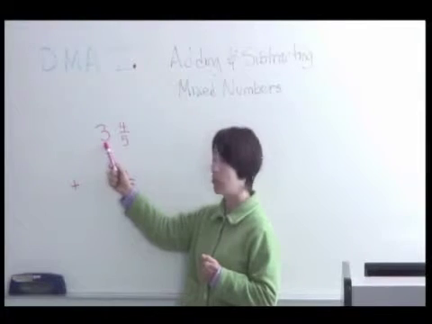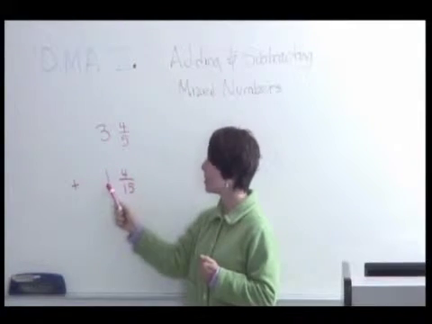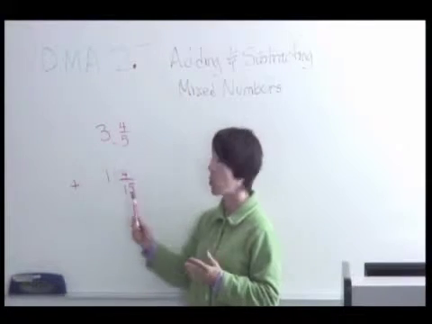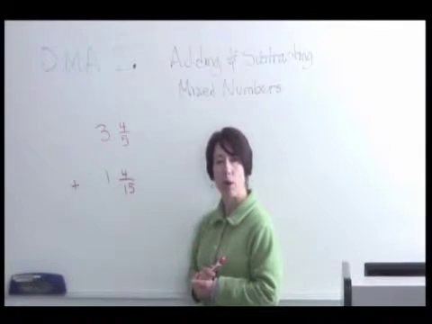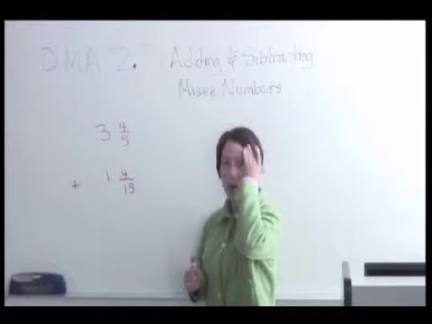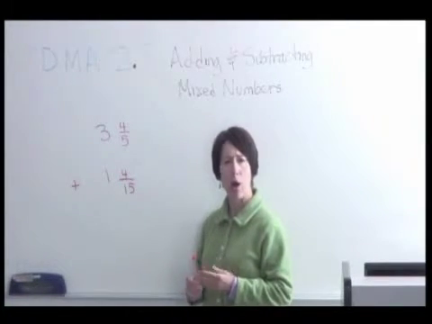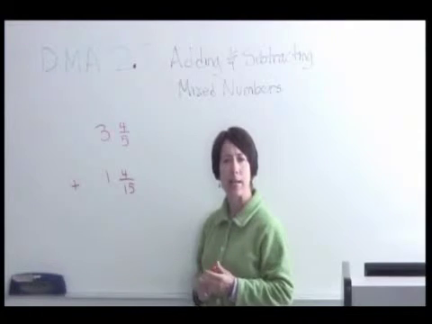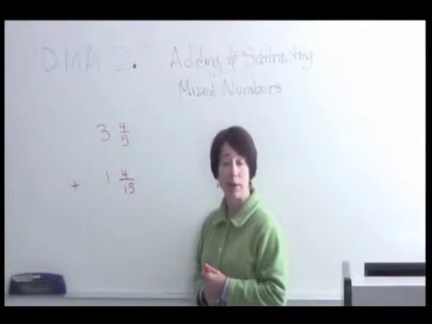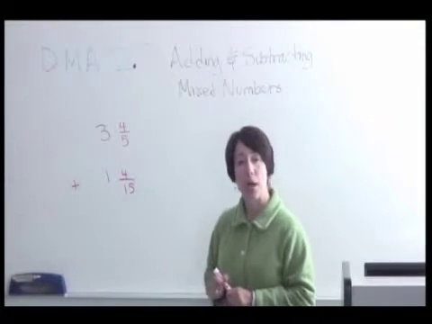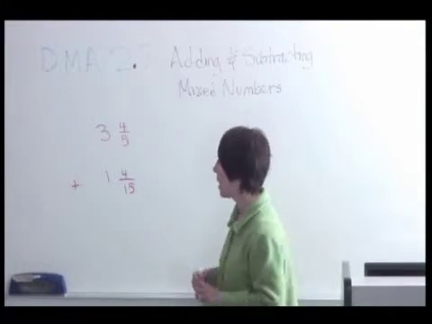So 4/5 is greater than 1/2, and 4/15 is less than 1/2. So I would round my 3 up to 4, and this would stay as 1. So my answer should be around 4 + 1, 5. It should be in that ballpark. So now I have an estimate in my mind, and when I get my final answer, if it's way off, I have a standard that I can use to see if I've made a big mistake or not. So first I want to change my mixed numbers to improper fractions.